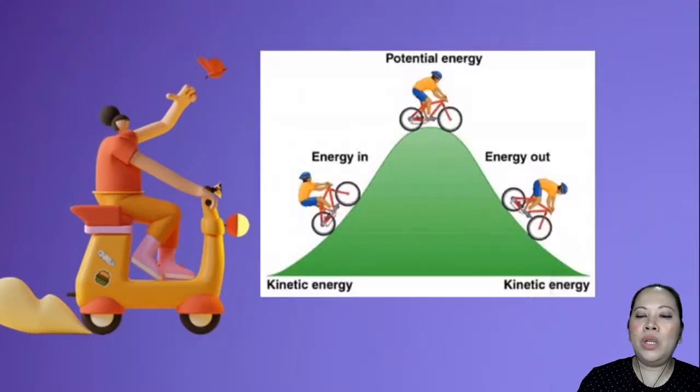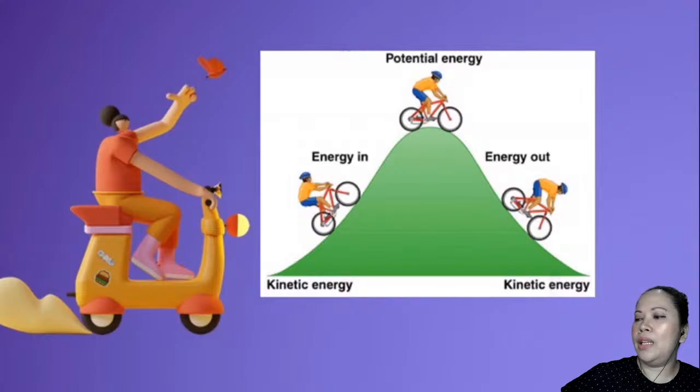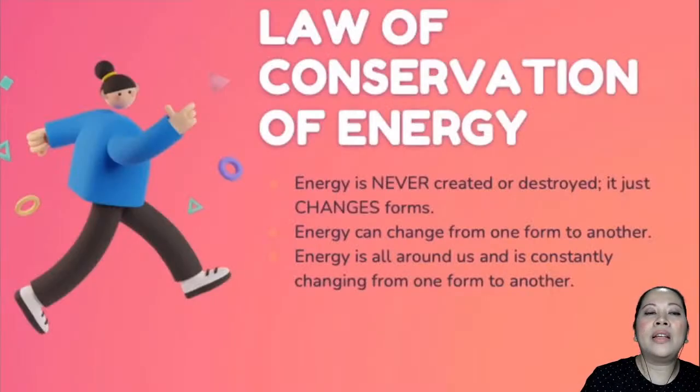So if you would look at this as an example, if you are riding a bike, and I know cycling is very in right now, when you go up the hill, you are using all your energy to go up the hill. That's kinetic energy. Once you reach the top and you pause or stop, that's potential energy. But once you go down again, then your energy is out. That's kinetic energy. Okay, so that is your kinetic energy.